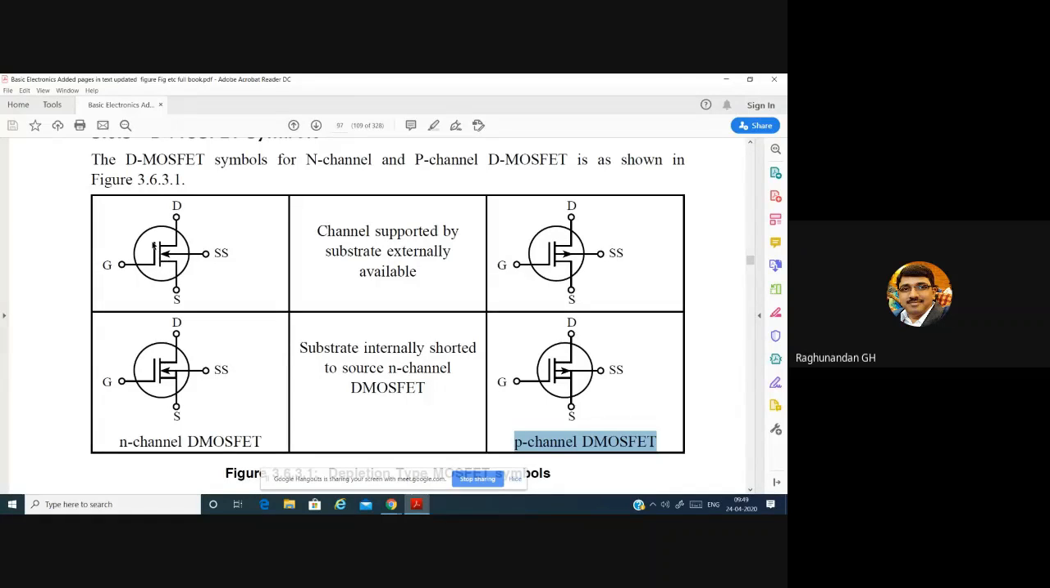Can anyone tell me what this gap is? Oxide layer. Yes, oxide layer. So it is the oxide layer which is creating the gap.